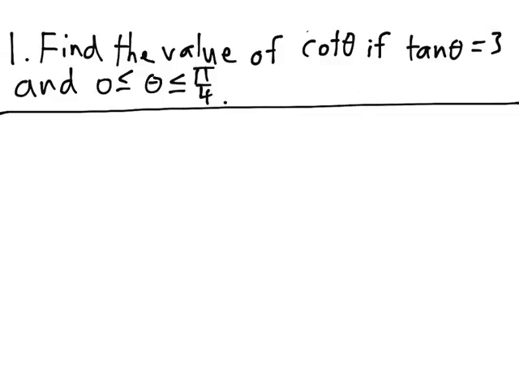Here are some examples of problems about trigonometric identities. Problem 1. Find the value of cotangent theta if tangent theta equals 3 and 0 is less than or equal to theta, which is less than or equal to pi over 4.